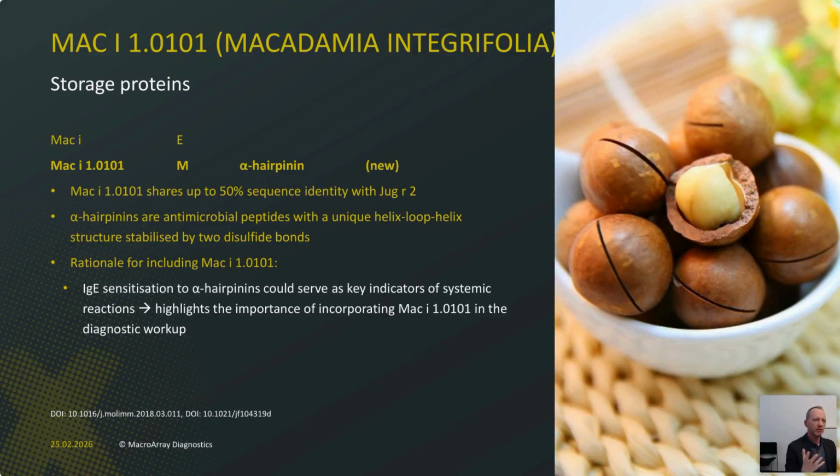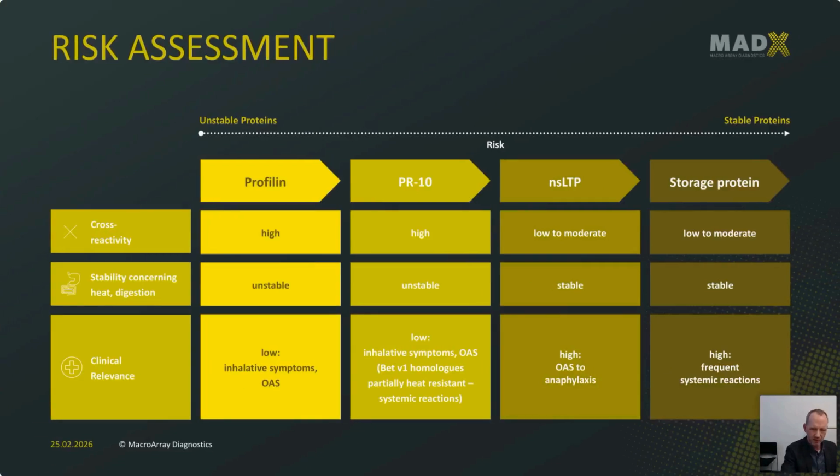The reason for including such a large number of seed storage proteins on the ALEX3 platform is essentially that it helps with risk stratification. This is nicely illustrated in this figure here. On the right-hand side, we have the seed storage proteins. They typically exhibit low levels of cross-reactivity, and they tend to be stable to both digestion as well as heat. They're typically also associated with a higher risk of systemic reactions. As I already mentioned, in this scenario, it's important to test for a large number of different members of the same family to identify the culprit allergen, which is obviously going to help you further down the line with the appropriate therapeutic approach and strategy.